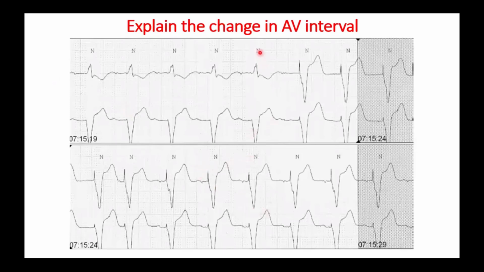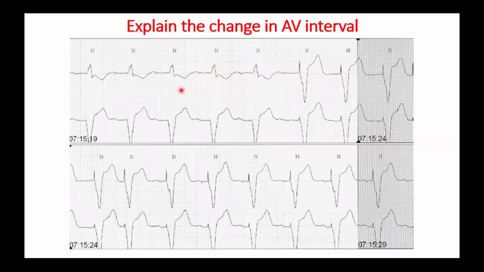This is a dual chamber pacemaker in a patient who had intermittent heart block. We notice here that this is A sensing and V pacing, with a PR interval. Here the intrinsic rhythm is apparent but at a long PR interval, and here the PR interval is still long, followed by ventricular pacing.